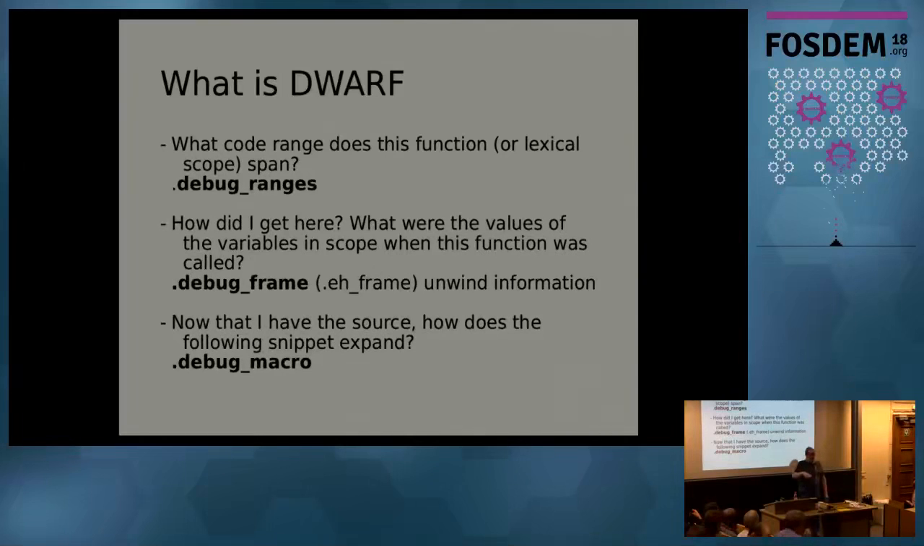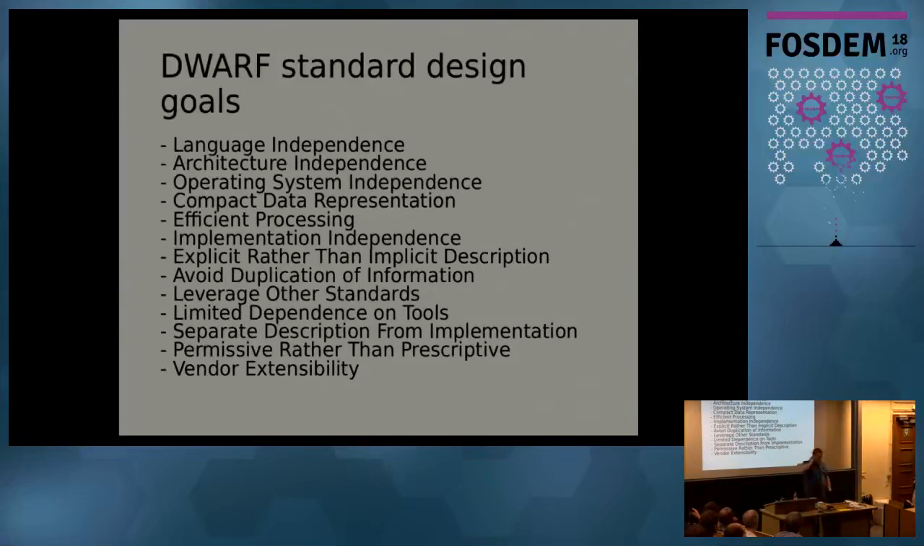It even provides, although most compilers don't emit it directly, macros, so that if you have the source and you want to copy paste it, you can use the macros to expand all the defines in your code. Okay, that's a lot of things, and DWARF has a lot of design goals, probably a bit too many. Because they conflict with each other, of course.